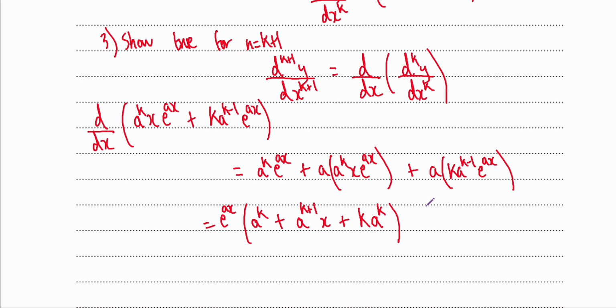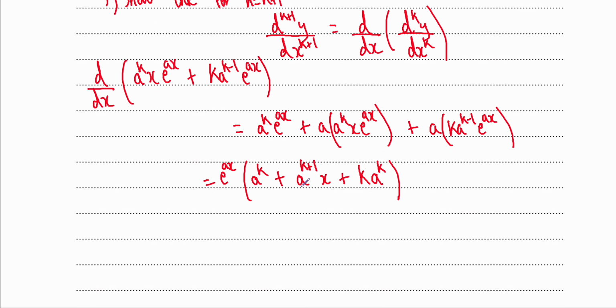Okay, so far so good, nothing wrong so far. Now what do we do? I want to put this as the first term, so I want to put it as e to the power ax, and I want to have a to the power k plus 1 x over here, plus, now what do I do? Okay, I want to do it like this.